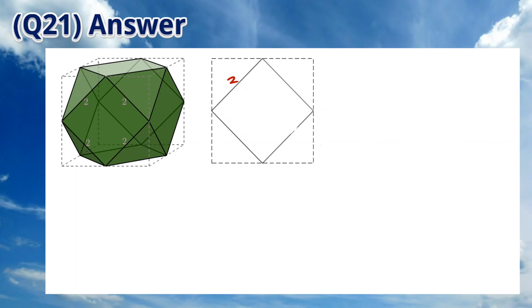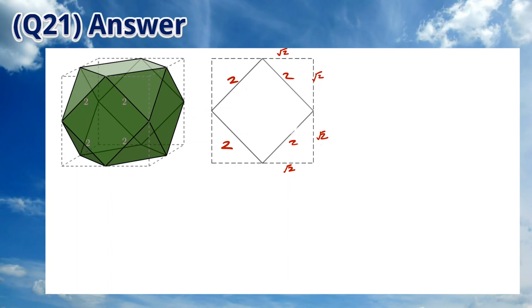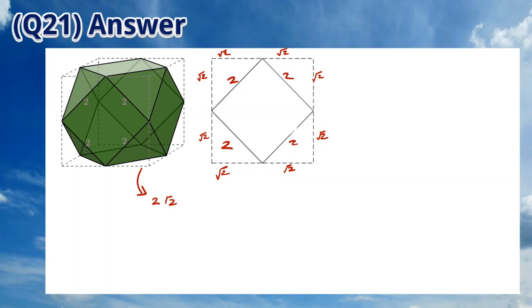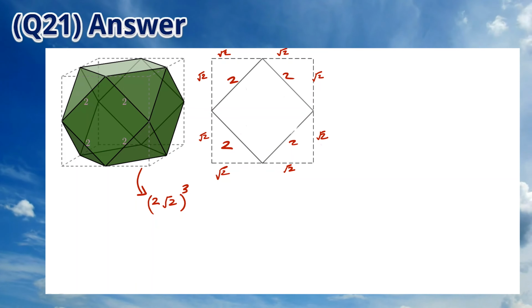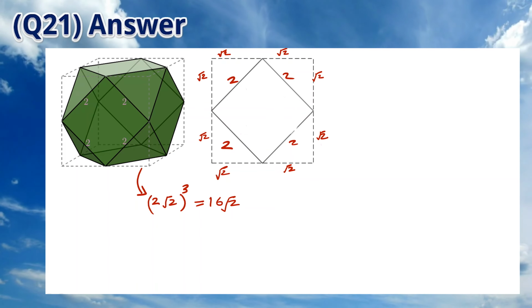Using Pythagorean theorem, we can find half of the dotted lines, which is root 2. So one dotted line is equal to 2 root 2. So its volume is 2 root 2 cubed, which is 16 root 2.